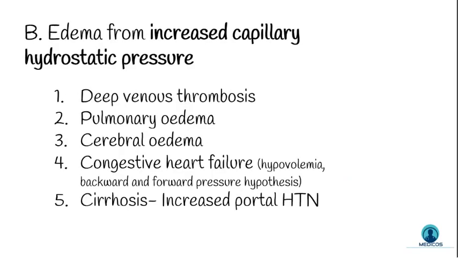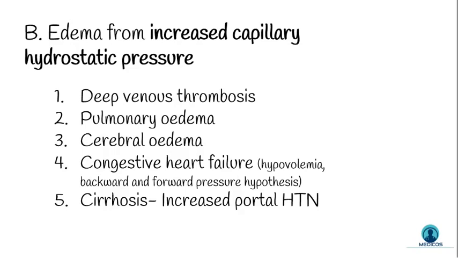And when the edema results from increased capillary hydrostatic pressure, it happens in the following diseases, such as DVT or deep vein thrombosis, which results in impaired venous return, pulmonary edema due to left ventricular failure, and this causes blood to build up behind the failed heart, which is the lungs, leading to increased plasma hydrostatic pressure in the pulmonary vessels. There is also cerebral edema in trauma and inflammation, and there is also congestive heart failure.